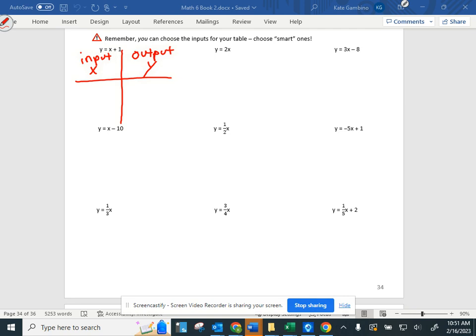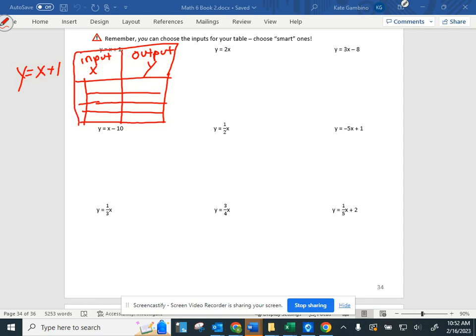So let's look at our equation. I'm just going to write it over here so we can see it nice and big. Y equals X plus 1. Now he said we need to have at least 4 inputs and outputs. So I'm going to draw lines across so I can have 4 entries. So that's my function table right here. There's that function table. Make sense?